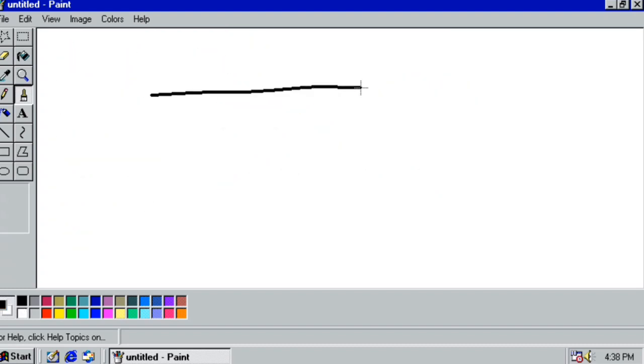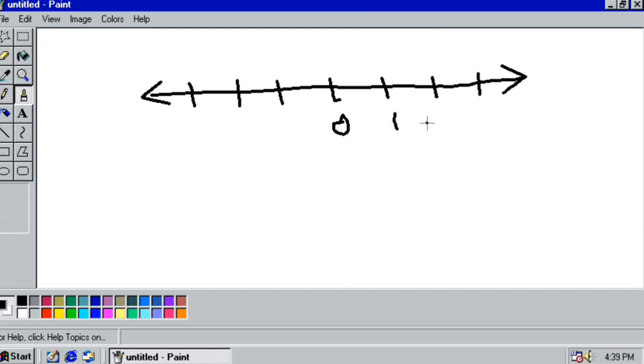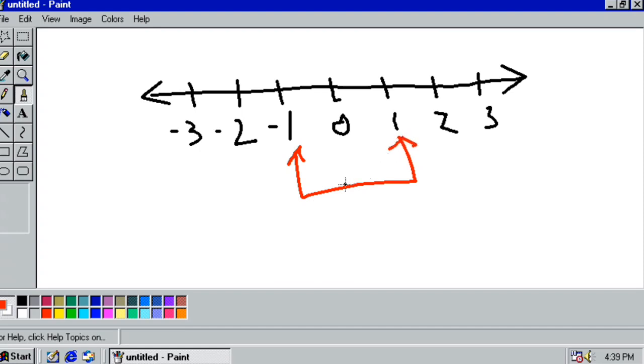Let's understand it even further. So let's have a number line from negative 3 to 3. Our center one will be 0. Then 1, 2, 3. On the left of the number line will be the negatives. So the opposite of negative 1 is 1. And the opposite of negative 3 is positive 3.